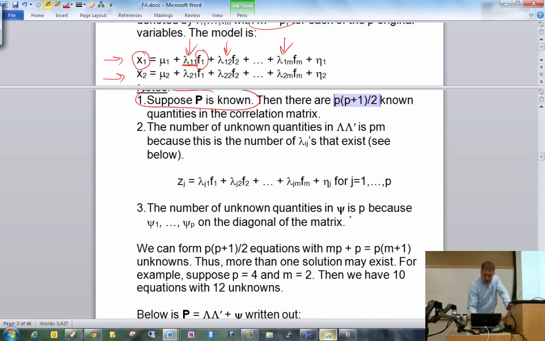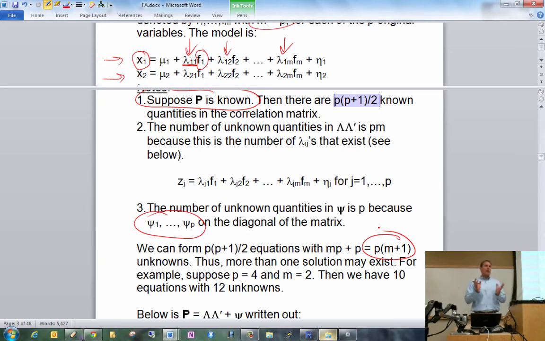Also, in our psi matrix, remember it's a diagonal matrix, there are p different unknowns, these corresponding variances. So in the end, the number of unknowns that we would like to find estimates for is m times p plus p, or in other words, p times the quantity m plus 1.